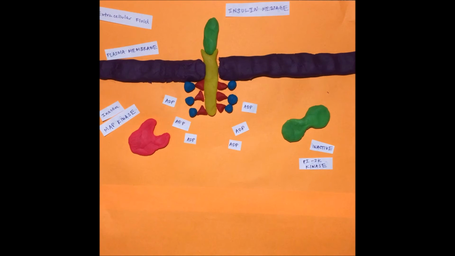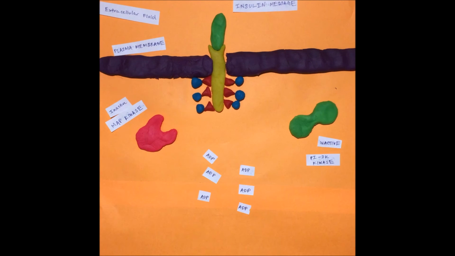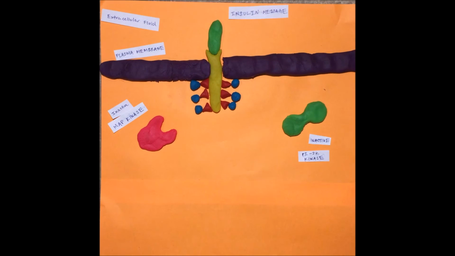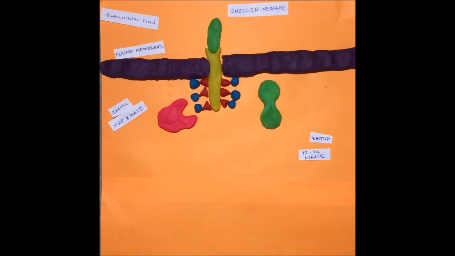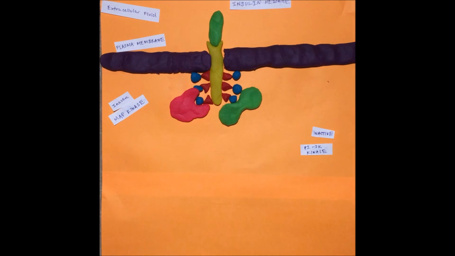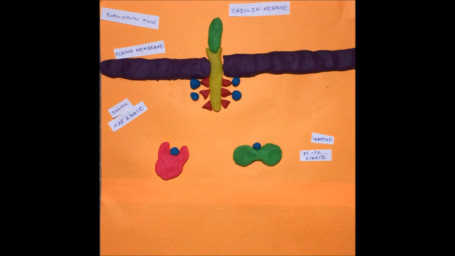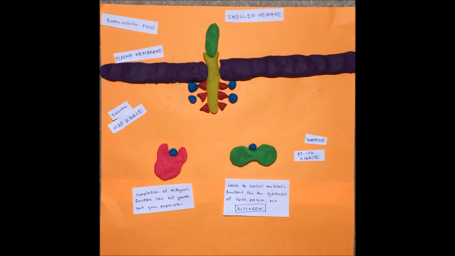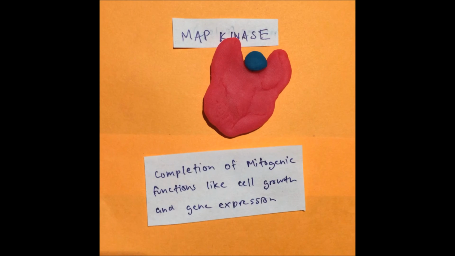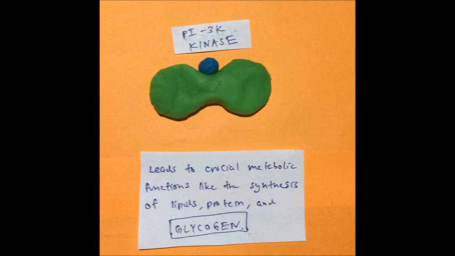The two enzymes, mitogen-activated protein kinase, MAP, and PI3K, are responsible for expressing the mitogenic and metabolic functions of insulin, respectively. The activation of MAP kinase leads to the completion of mitogenic functions like cell growth and gene expression. The activation of PI3K leads to crucial metabolic functions such as synthesis of lipids, proteins, and glycogen.